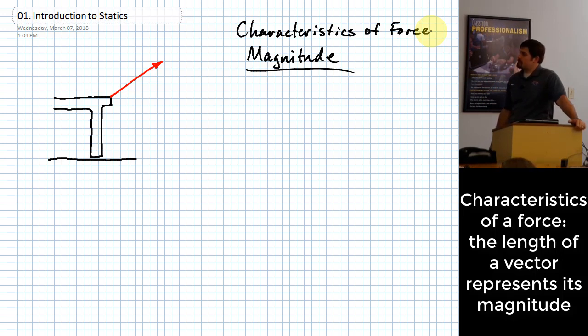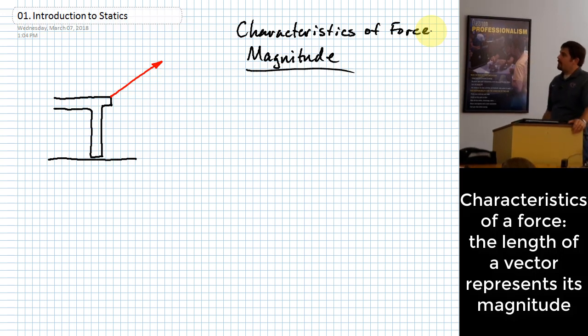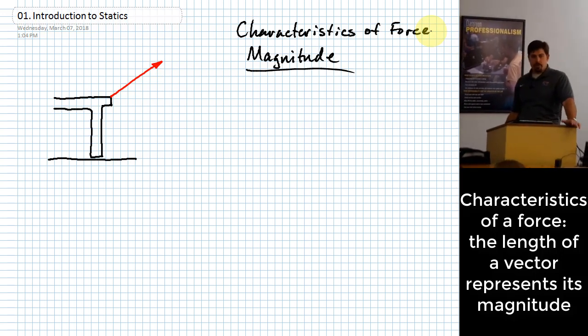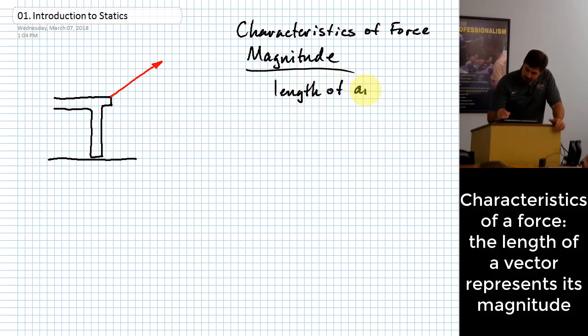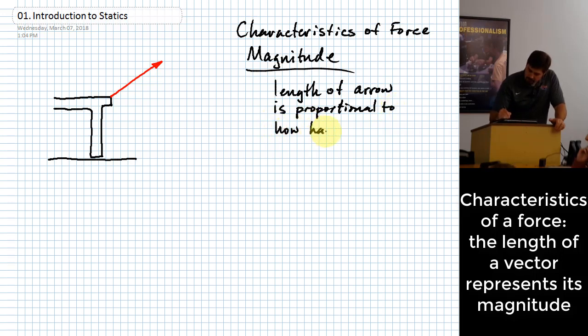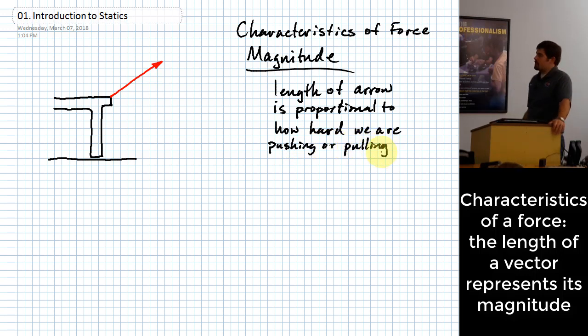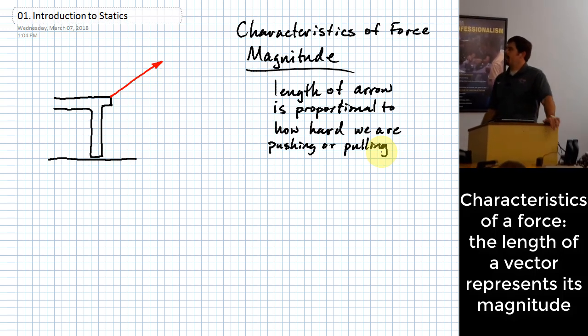And so what we do with these vectors is that the length of the little arrow that we draw is proportional to the magnitude of the force. So that's what I'll put here: the length of the arrow is proportional to how hard we are pushing or pulling. Okay, so that's one characteristic of a force that we've got to have in mind.